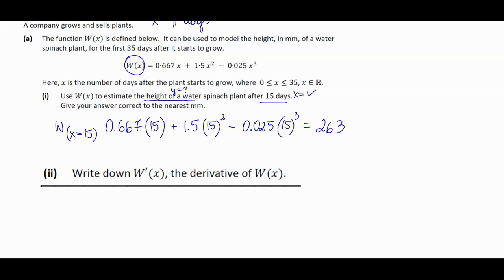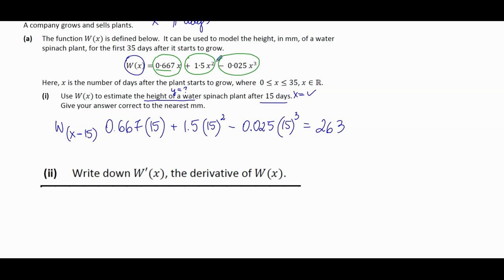This is a good question if you haven't done a derivative before, to kind of learn, because it is a simple derivative. How do we derive? Each element is derived separately. So those are the elements in our function. When I have x to the power of 1, or no power, we don't write power of 1, the derivative of that element is just the number that stands beside x. So in this case it will be 0.667.